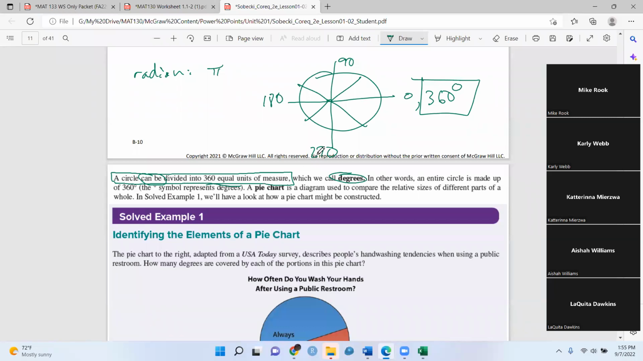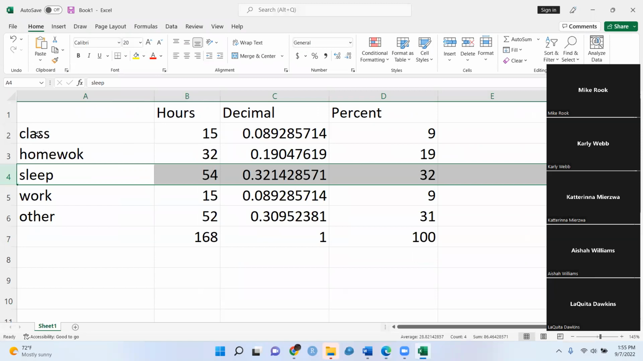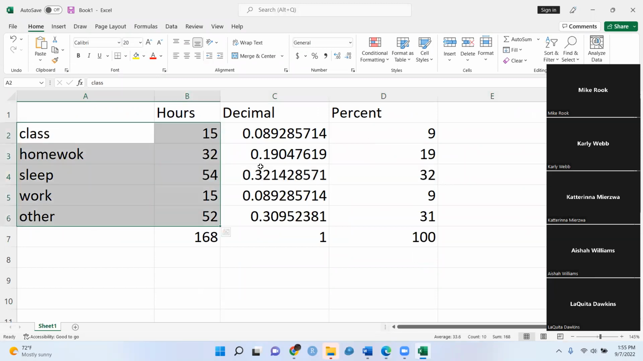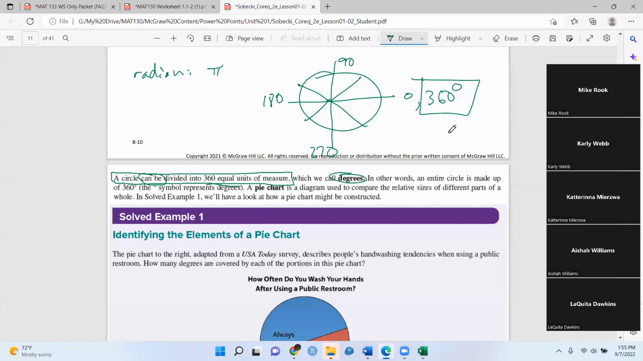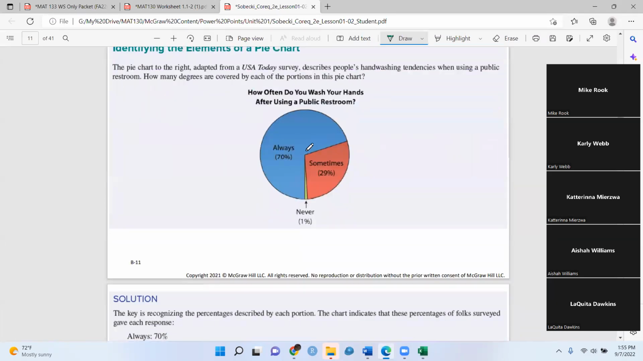And what we can do is take our information. Did I lose it? Here it is. We can take this data and create a pie chart based off of these percentages. And when we create that pie chart, we're going to get what's called sectors. So this sector here, for people who wash their hands after using a public restroom, has a certain measure of degrees, and that measurement is right here. That's a particular amount of degrees.